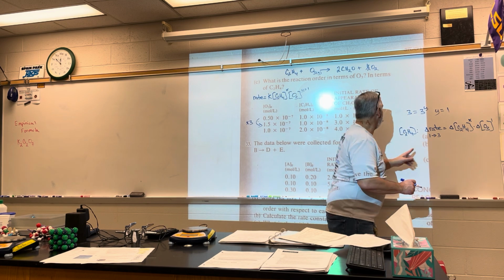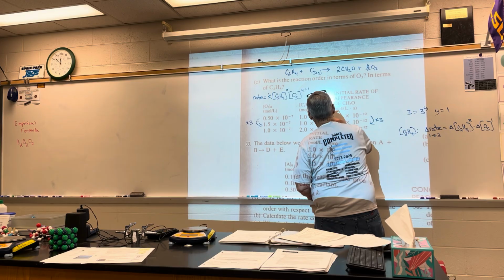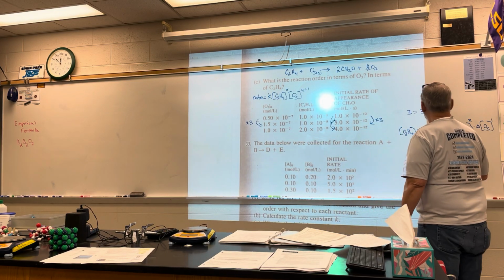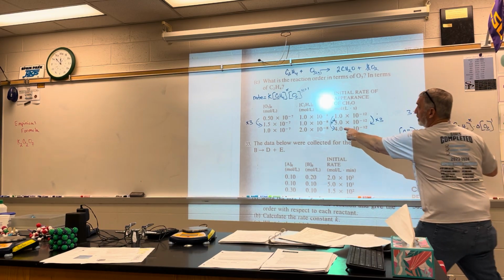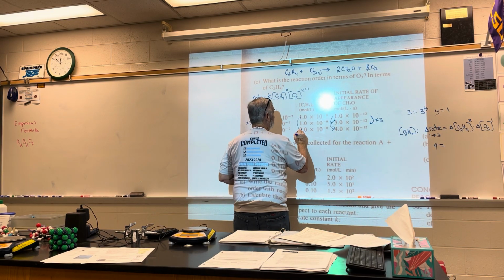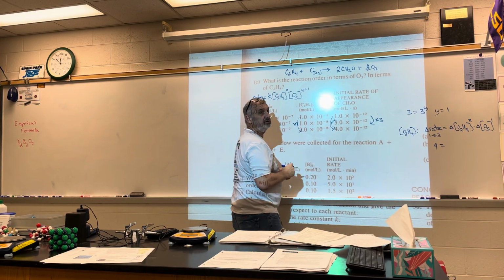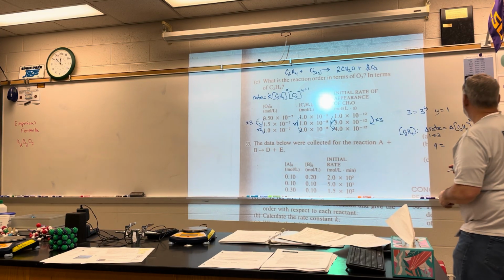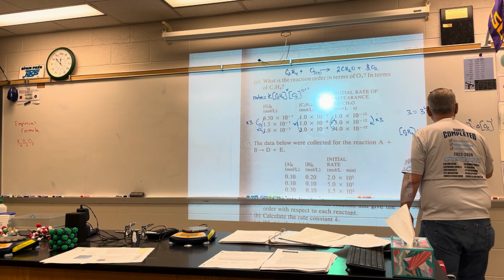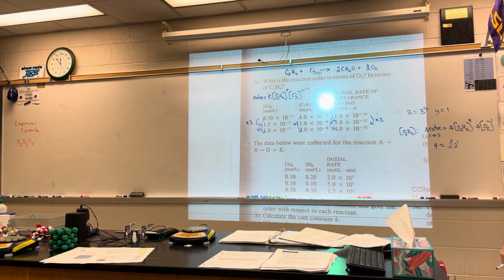So now my change in the rate from 1 to 3 is times 4, right? So 4 is going to equal my change in the C2H4, which is times 2, and the change here is times 2. Right? So it's going to be 2 to the x times 2 to the first. The change in both of them.